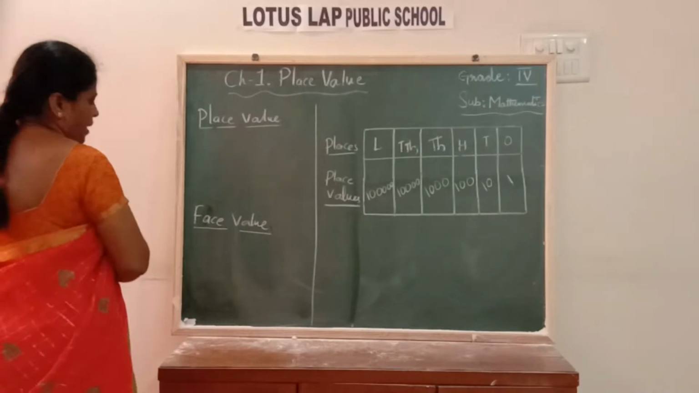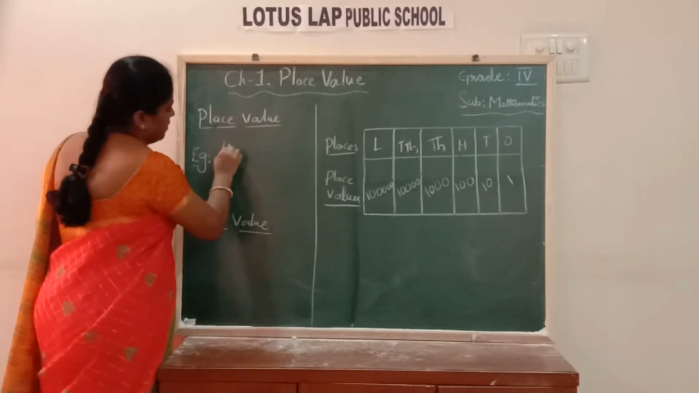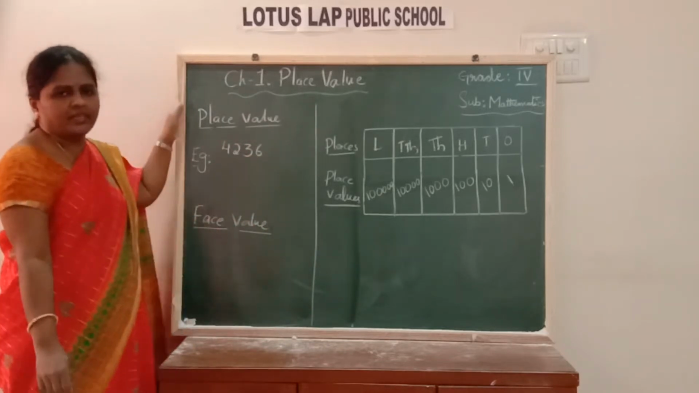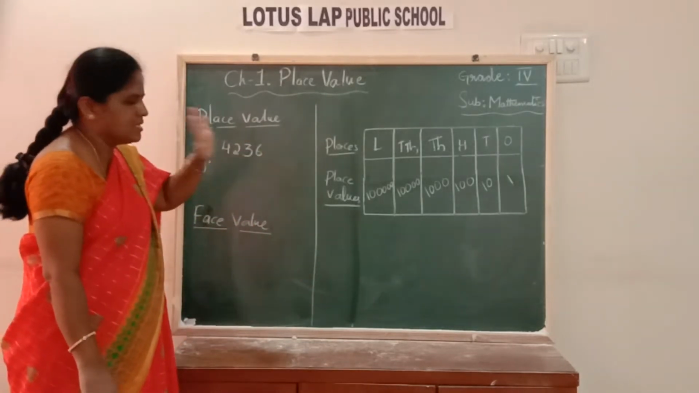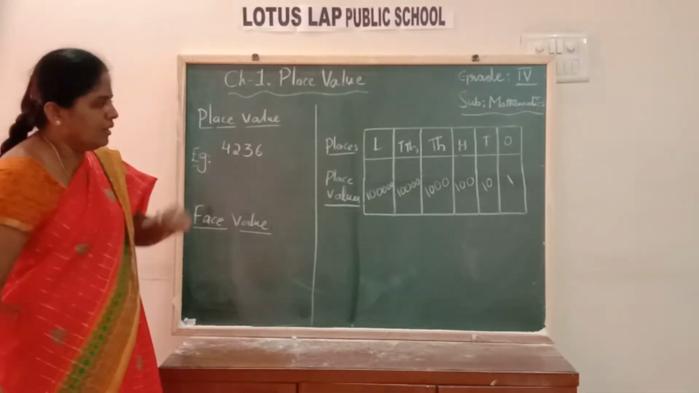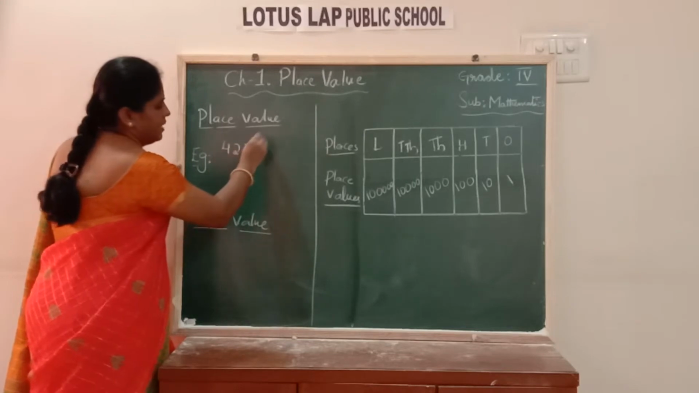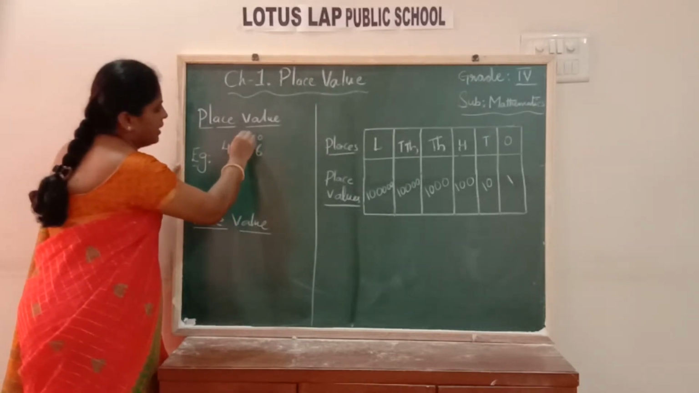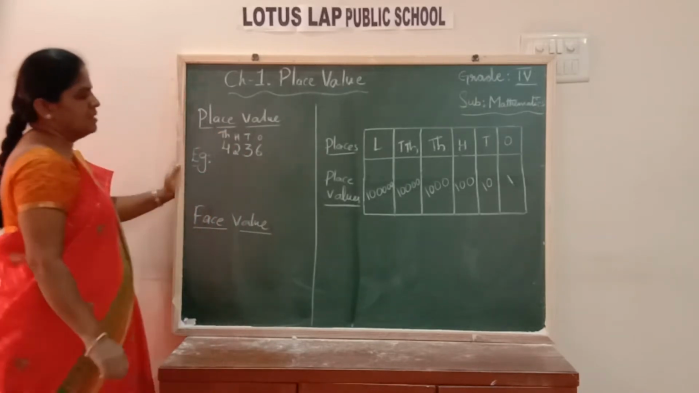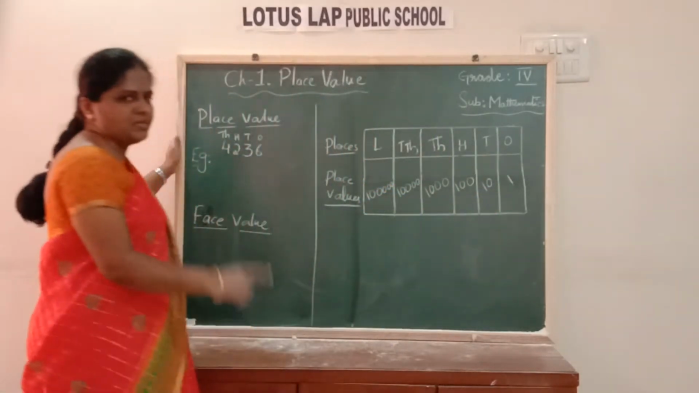Now, for example, let me take one number, 4,236. Let us see what the place values of each digit are here. Already I told you each place has its own value. Now coming to the digits, 6 is in ones place, 3 is in tens place, 2 is in hundreds place, similarly 4 is in thousands place. Now 6 is in ones place. What is the place value of ones place? 1, children. The place value of ones place is 1.